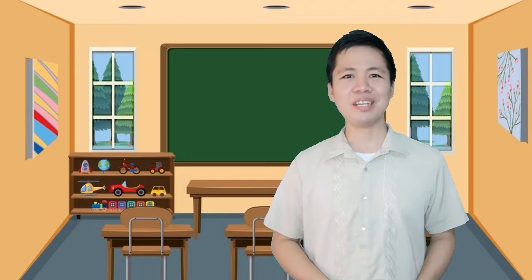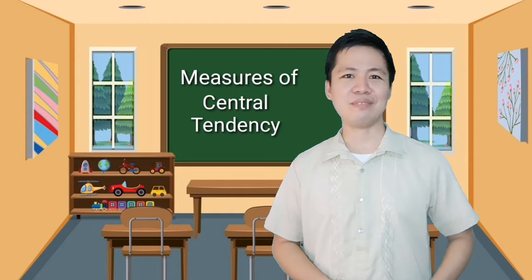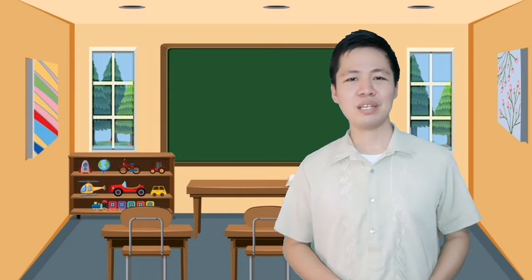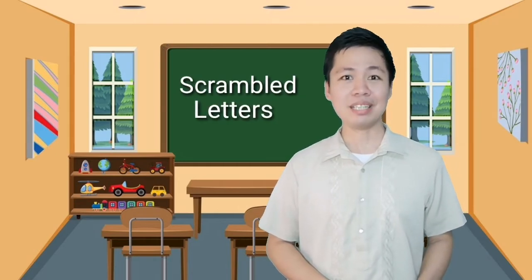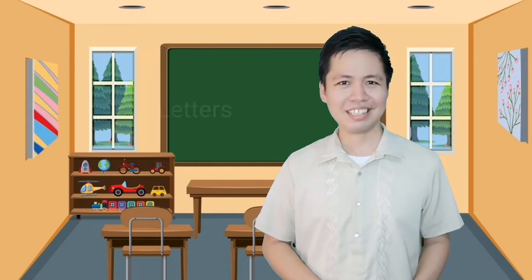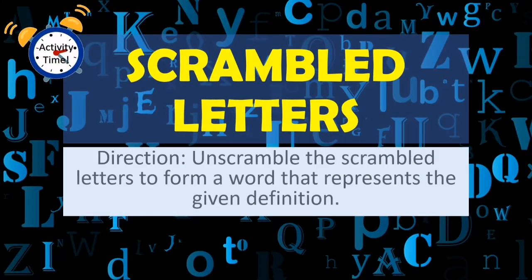Before we discuss the different measures of position, it will be helpful to review the different measures of central tendency, which were discussed in your Math 7 and Math 8 lessons. To do this, we'll have a short activity entitled Scrambled Letters. Are you ready? Let's do this! In this activity, you are going to unscramble the scrambled letters to form a word that represents the given definition. Let's start with item number 1.